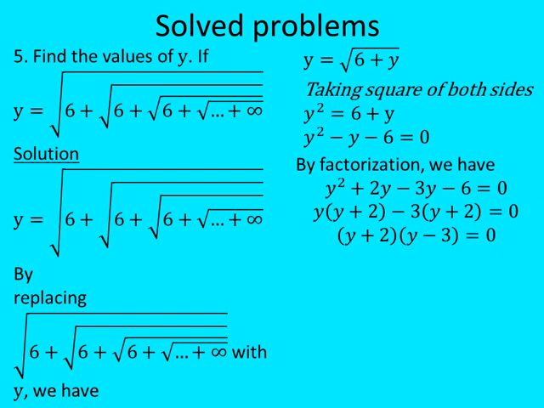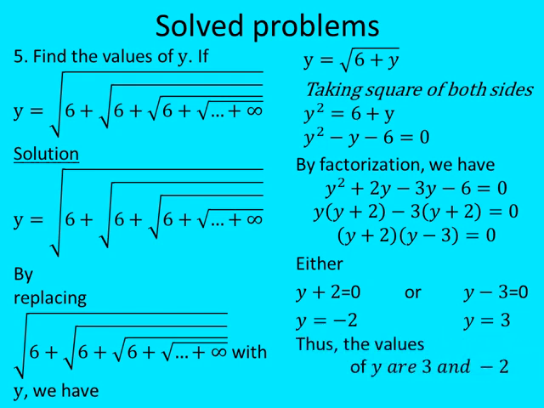and we arrive at y plus 2 and y minus 3 as the factors of y square minus y minus 6 is equal to 0. So we have either y plus 2 equal to 0 or y minus 3 is equal to 0. So y is equal to minus 2 and y is equal to 3. Thus the values of y are 3 and minus 2.